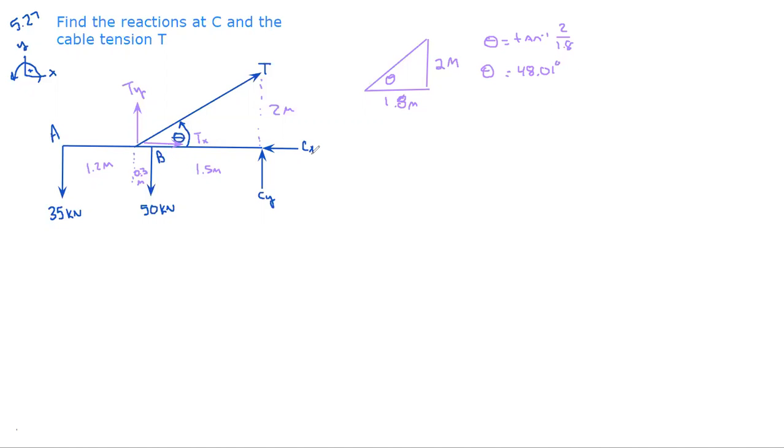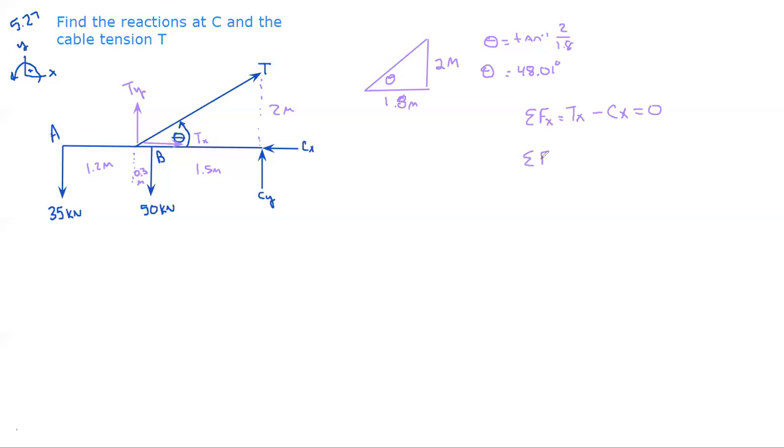So that sends me through the equilibrium equations. So let's see what we've got here. I'm going to start with summation of forces in the X direction. There are two of them. The X component of the cable tension minus Cx is equal to 0. That doesn't give me anything.